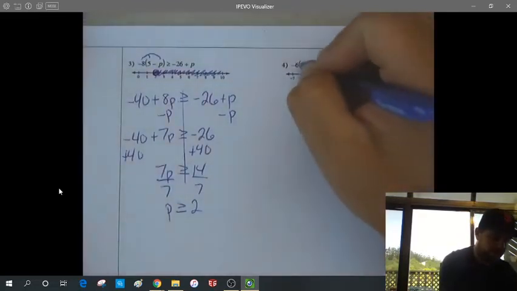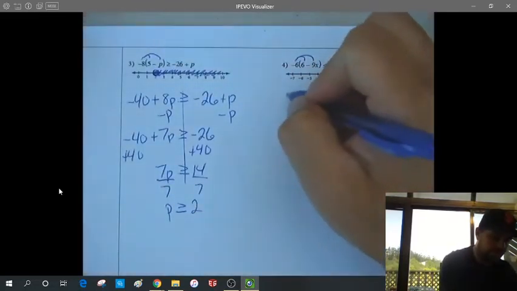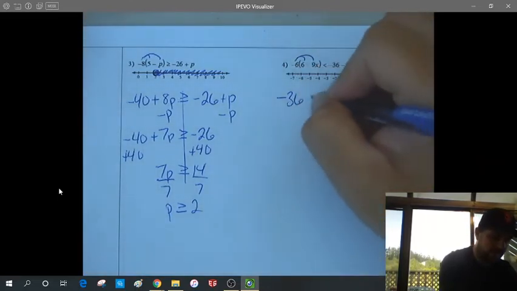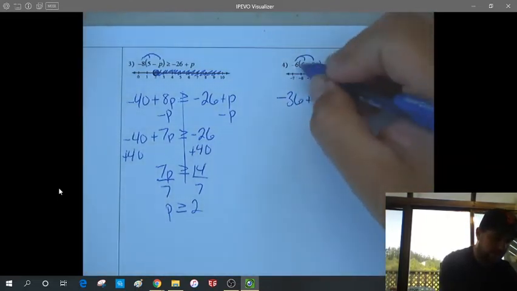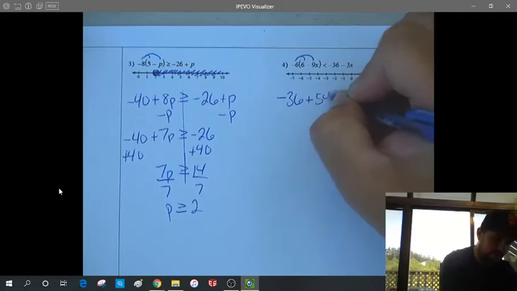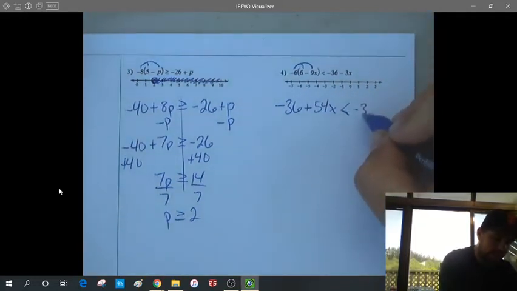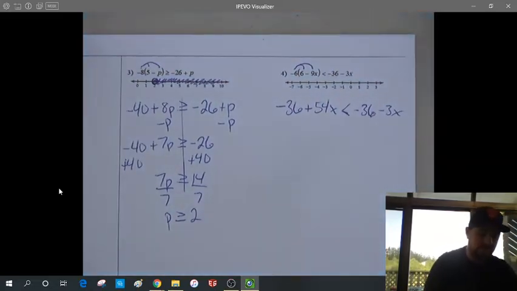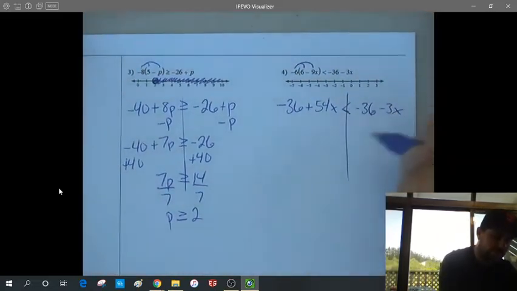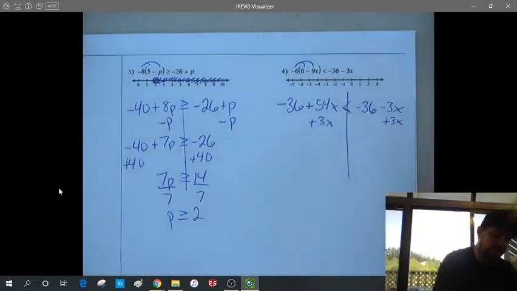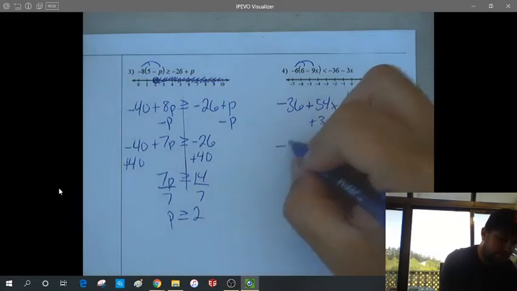Okay, one more here. So distribute. We get negative 36. Two negatives make a positive here, and 6 times 9 is 54x is less than negative 36 minus 3x. Again, variables on both sides, so I'm going to move them all to one side. I would again choose to keep a positive coefficient, so add 3x to both sides here.